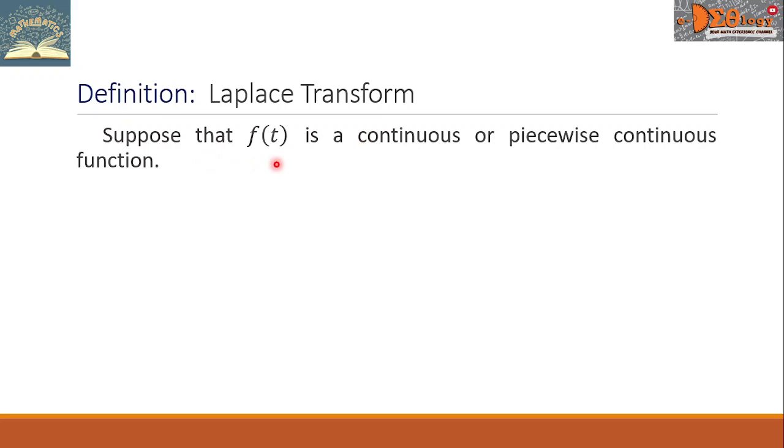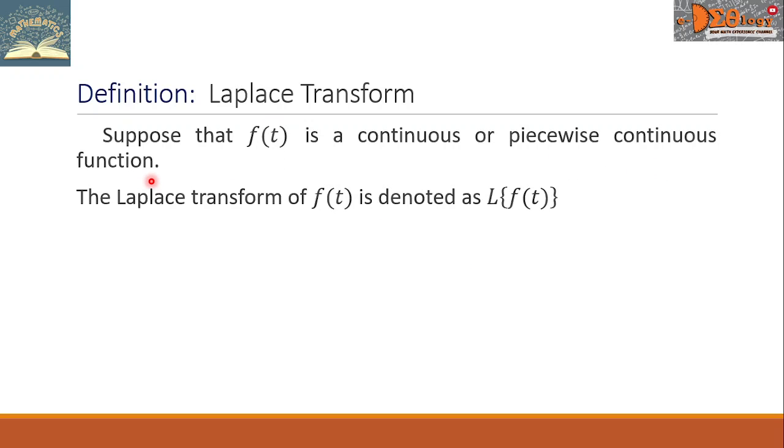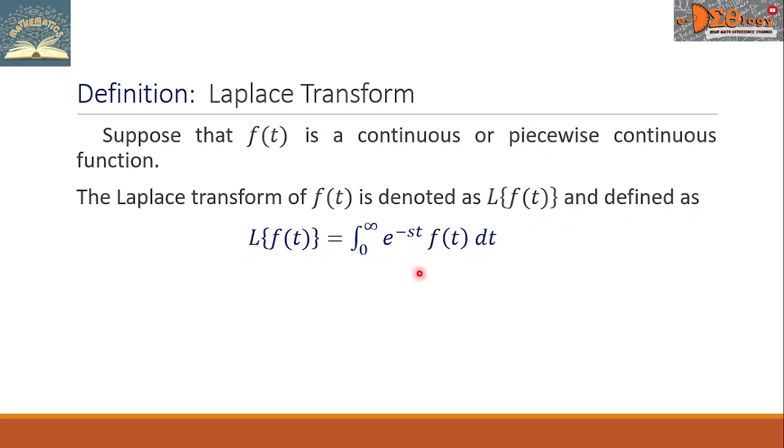Suppose that f of t is a continuous or piecewise continuous function. The Laplace transform of f of t is denoted as L of f of t and defined as the integral from 0 to infinity of the function e raised to the negative of the product st times f of t dt.